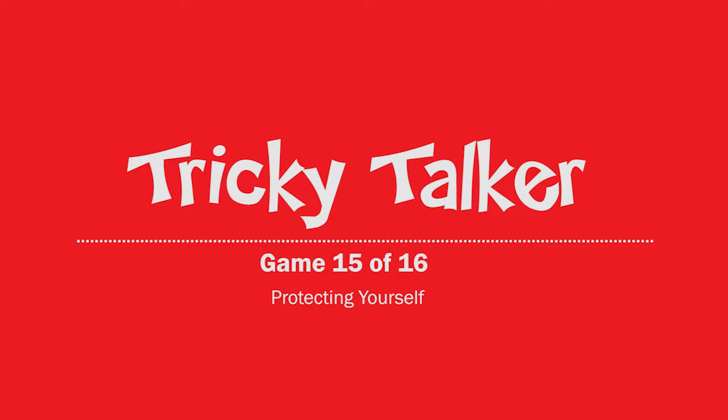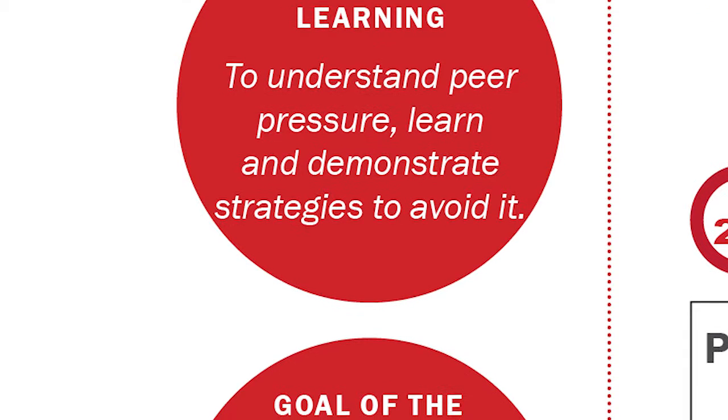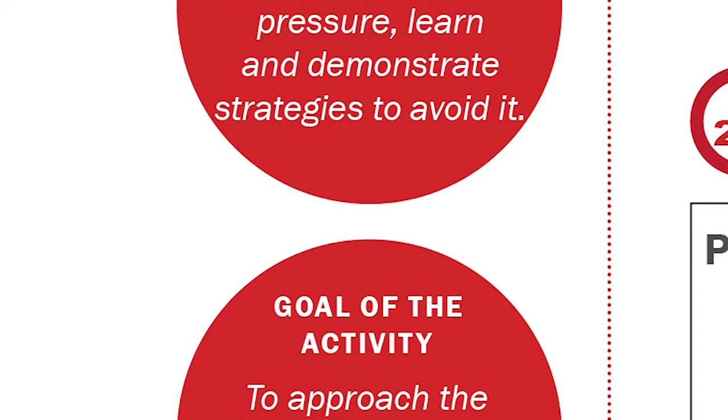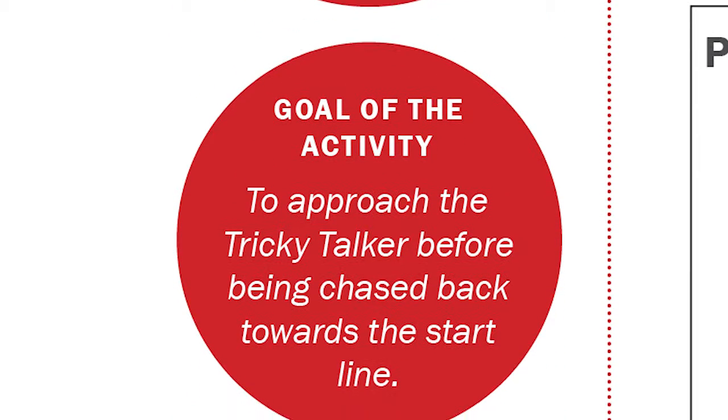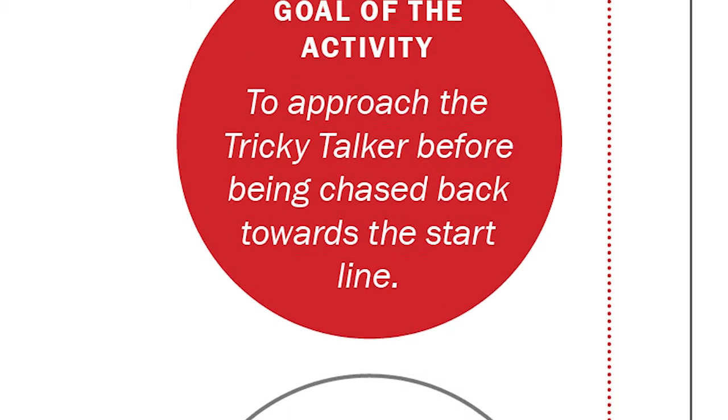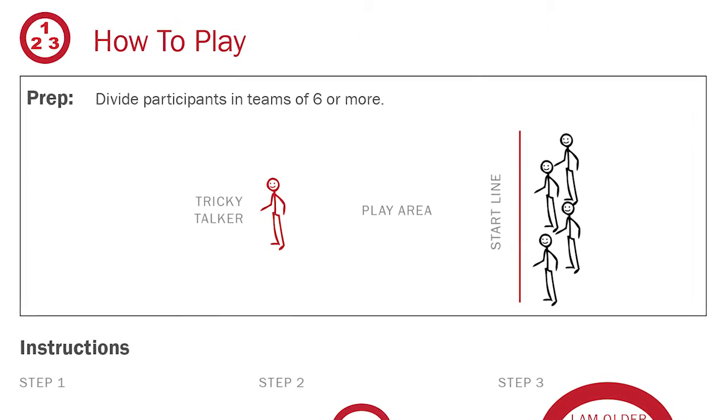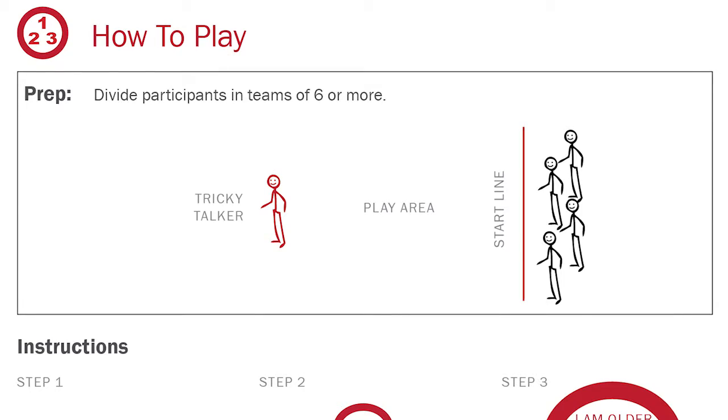Tricky Talker. To begin, read the key learning, goal of the activity, and the what you need circles on the left side of the page. This will give you a good idea about what the game is about and how to play it. Refer to the prep box for key pointers on what the game will look like.